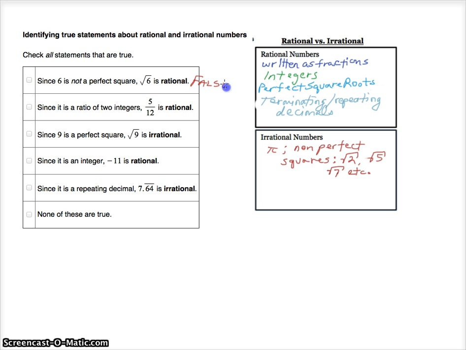The next one says that since it is a ratio of two integers, 5/12, it is rational. This is true. So you can check the box. Next: since 9 is a perfect square, the square root of 9 is irrational. That's false. Perfect square roots and perfect squares are rational. So we don't check that box because it's false.